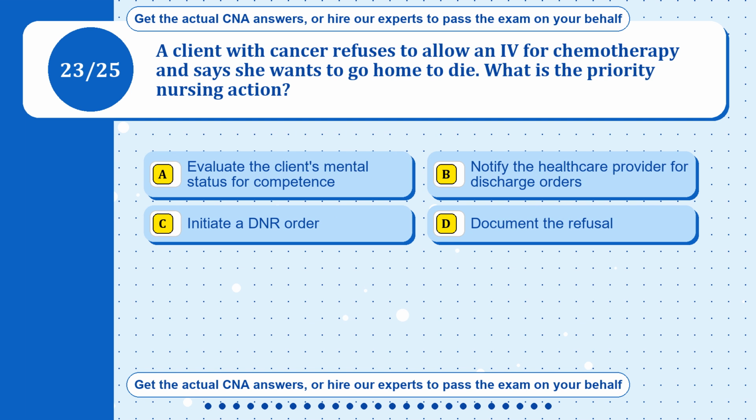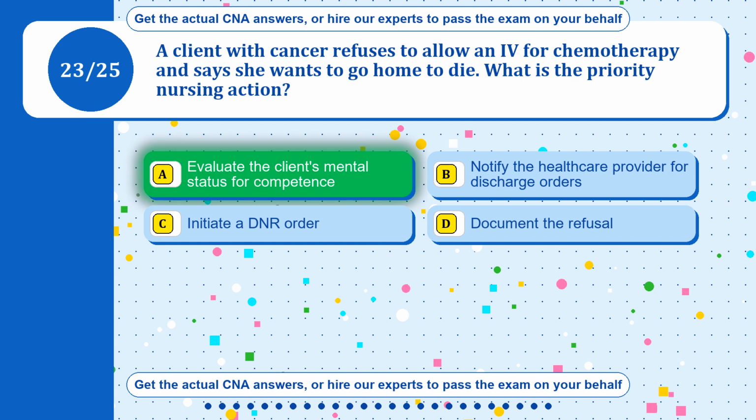Question 23. A client with cancer refuses to allow chemotherapy and says she wants to go home to die. What is the priority nursing action? Option A, evaluate the client's mental status for competence. Option B, notify the healthcare provider for discharge orders. Option C, initiate a DNR order. Option D, document the refusal. The correct answer is option A, evaluate the client's mental status for competence.